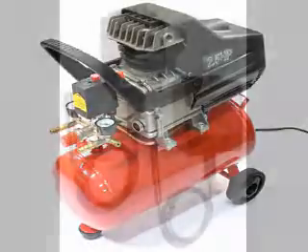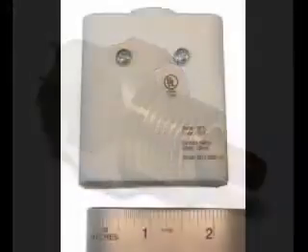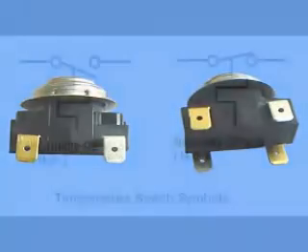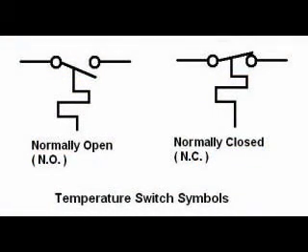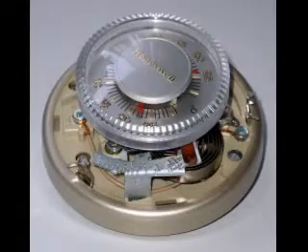Temperature switches operate by heat. They come in many different shapes and sizes. These are the symbols for temperature switches. The switch symbol on the left represents a normally open temperature switch. It closes when the temperature reaches a certain set value. The switch symbol on the right represents a normally closed temperature switch. It opens when the temperature reaches a certain set value. This is a thermostat, a kind of temperature switch that controls the heater or cooler in a building.